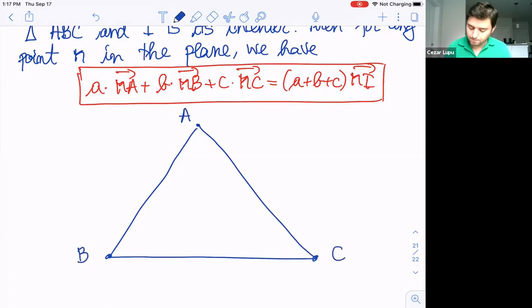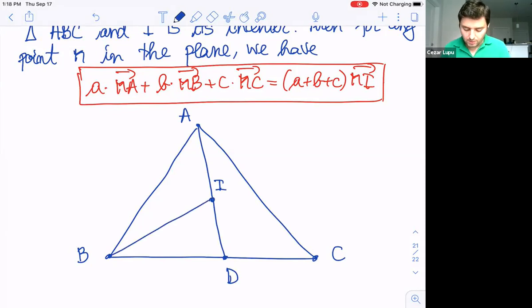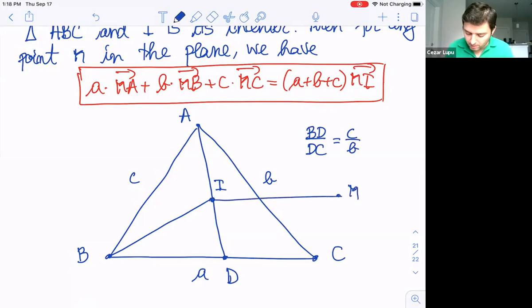A, B, C, right? Again, this will be the bisector this time. This will be, let's say, AD. And here I'll have some point, the incenter. And you know the bisector theorem. So this is B, this is C, and this is A. You know the bisector theorem, which says that BD over DC is c over b. Well, you can play around with these. And then from any point M, you just do the same thing. You mimic the exact same technique as we did for the previous one.